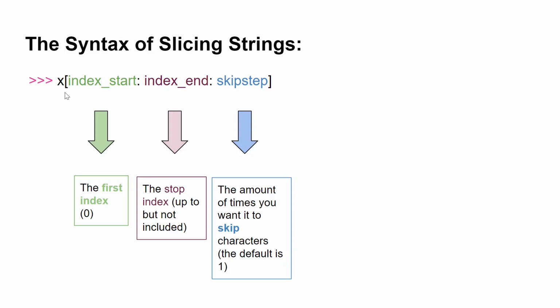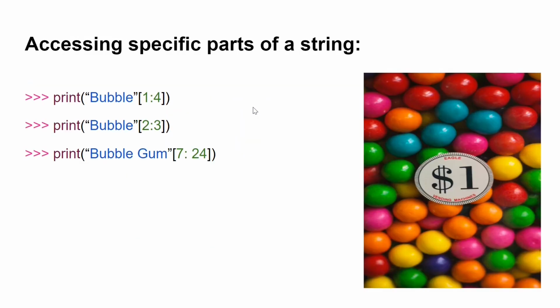So the first parameter that will go inside the square brackets is index start. That's just the starting index. From the starting index, Python will iterate through the letters until the index end. The index end is the index that we want Python to stop the iteration through all the letters. And then there's a skip step. A skip step is the amount of characters or letters we want Python to skip through, since it says skip. So here I'm using the example from before, bubble and bubble gum.